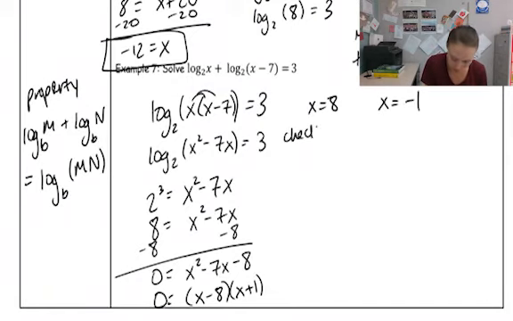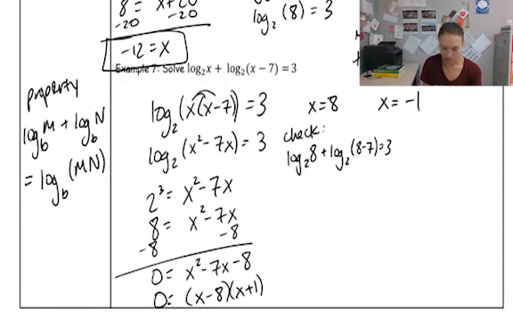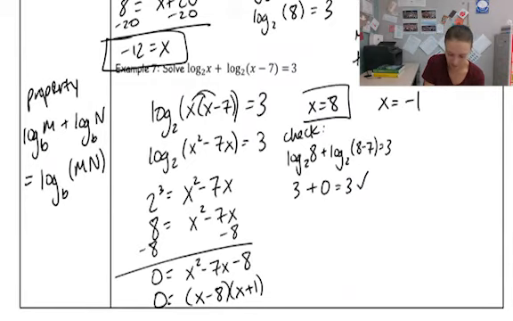Now, we have to check our answers. So anytime we start with a log equation, we have to check our answers because the domain isn't all real numbers. We have a restricted domain. Log base 2 of 8 plus the log base 2 of 8 minus 7 equals 3. This should be just fine. The log base 2 of 8 is 3, plus the log base 2 of 1 is 0. Again, if you're not sure why, remember the log is the exponent, and you can go back to our previous lesson and look at that. So x equals 8 is just fine.